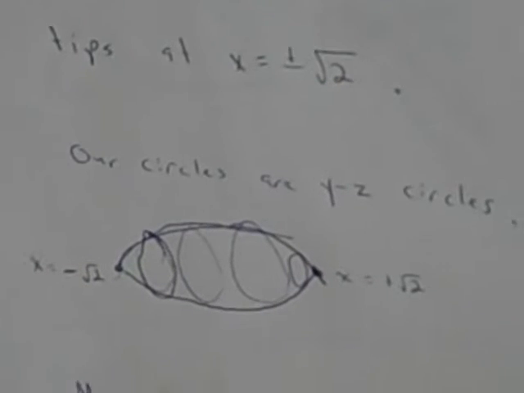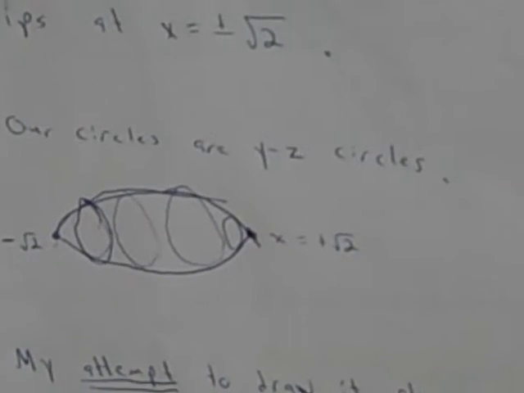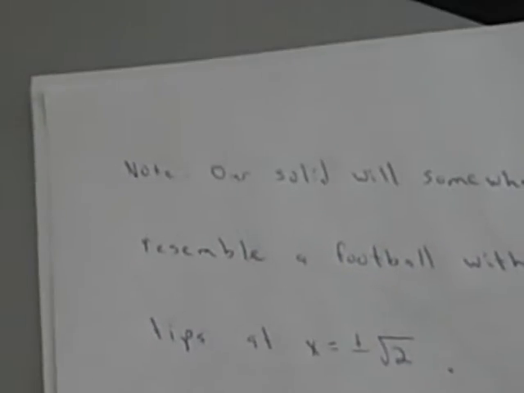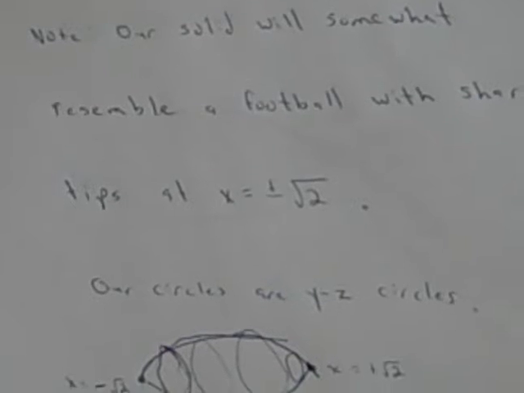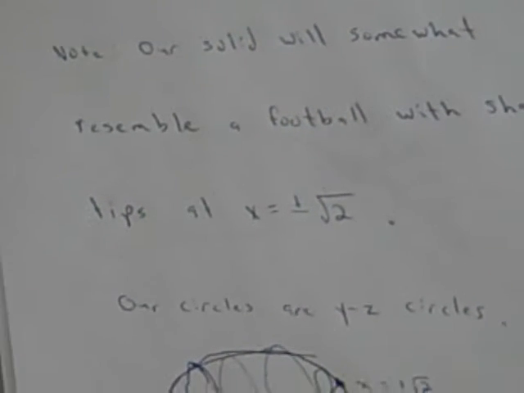My handwriting, I tried to keep it legible here. So in other words, what we've got is a solid. Basically, it's kind of like a football, but don't read too deeply into that. It's got sharp tips at negative square root of 2 and positive square root of 2. Our solid looks like a football with sharp tips that have x coordinates of plus or minus radical 2.